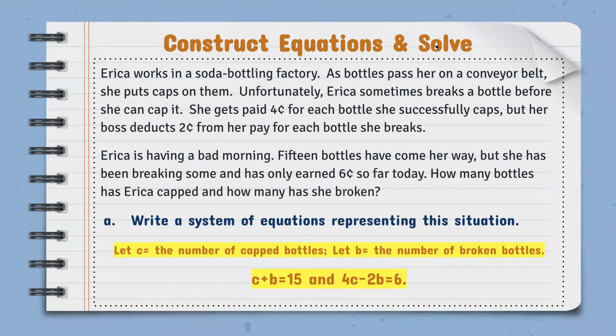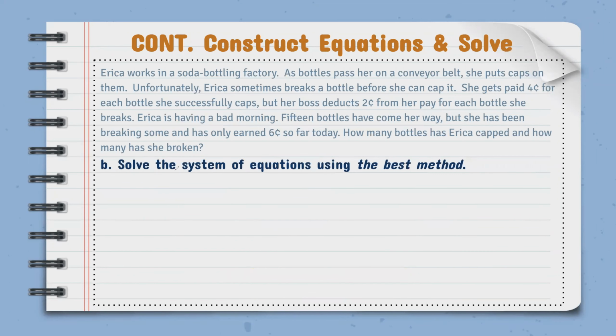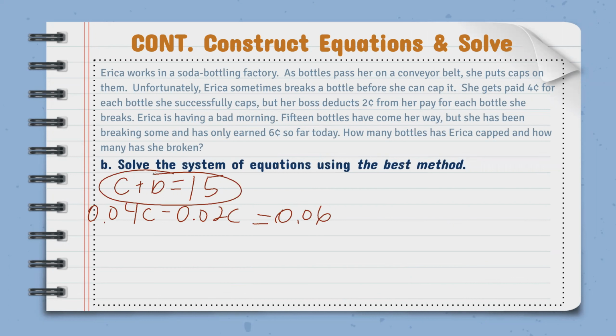I'm going to do it the way I did it with the cents. And so if I have C plus B is equal to 15, right? And I have 0.04C minus 0.02B is equal to 0.06. I'm going to go ahead and use substitution. I'm going to change this one a little tiny bit. I'm going to move my B over. So I'm left with C is equal to 15 minus B.